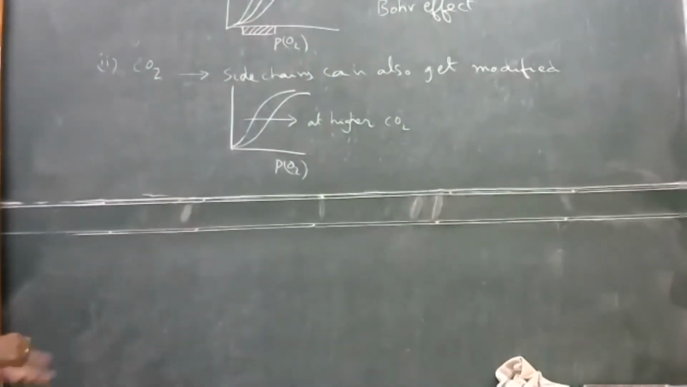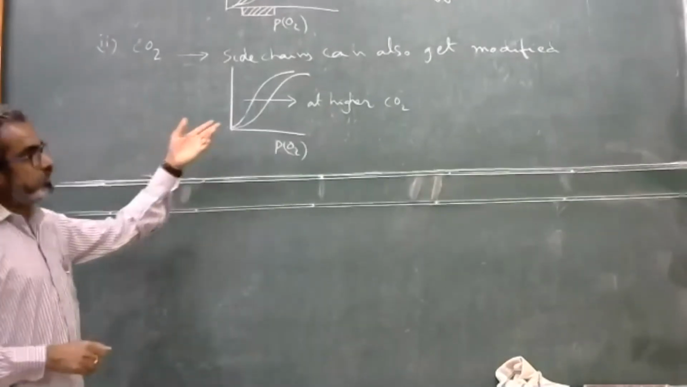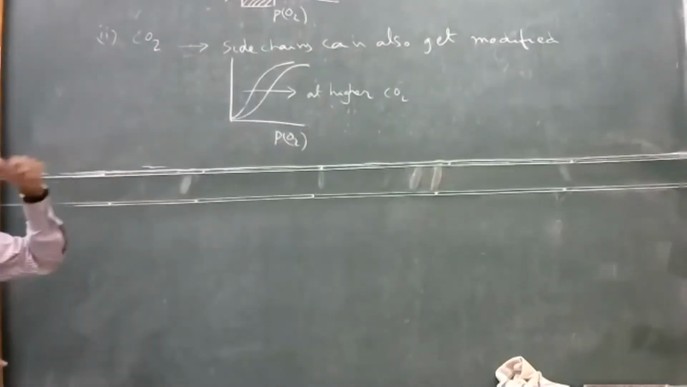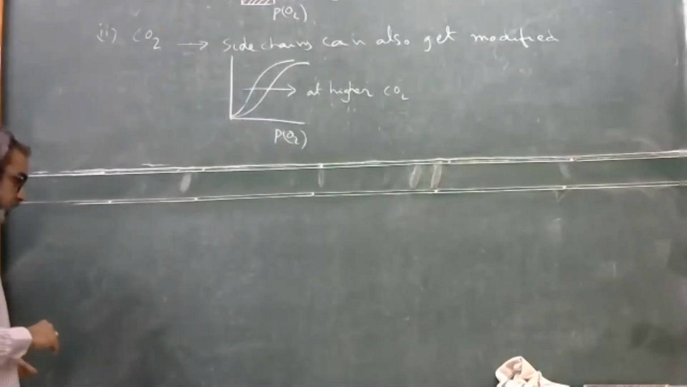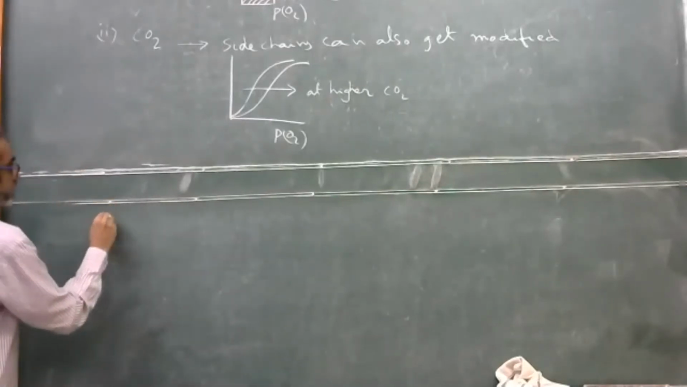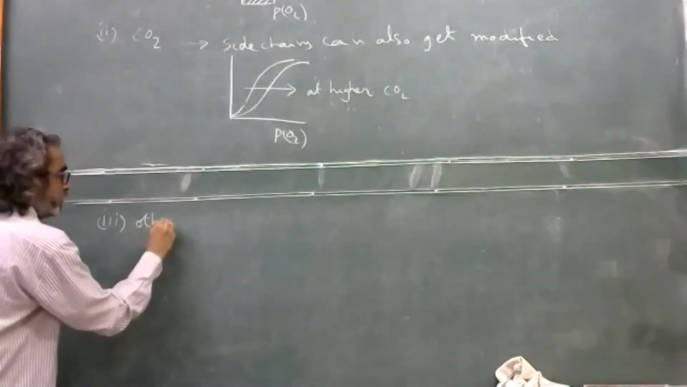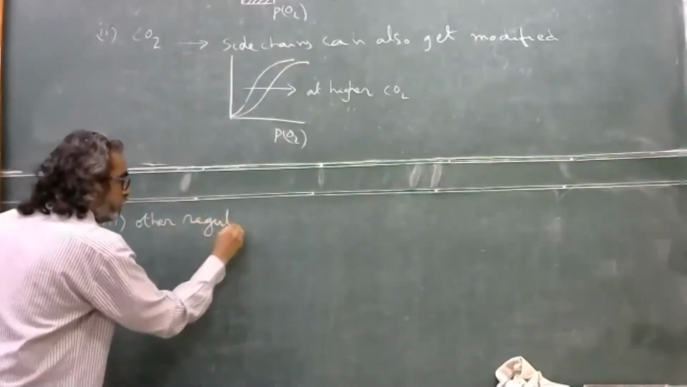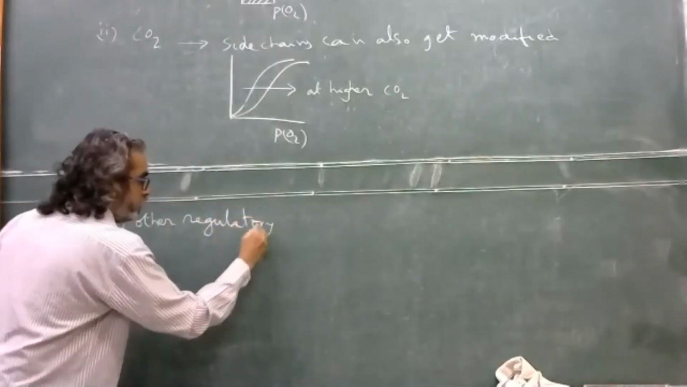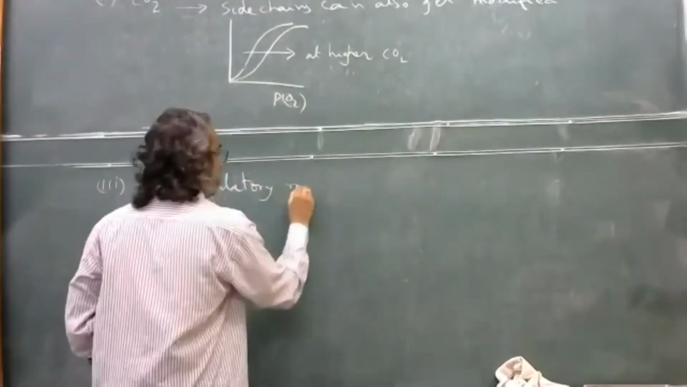So this is kind of regulation. So this is competitive binding, where CO2 can bind at the same site as oxygen. And there are other regulatory molecules.